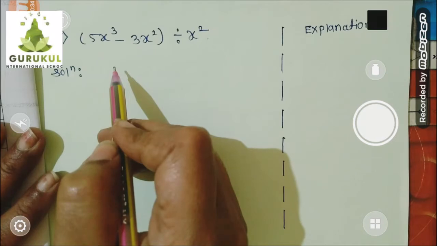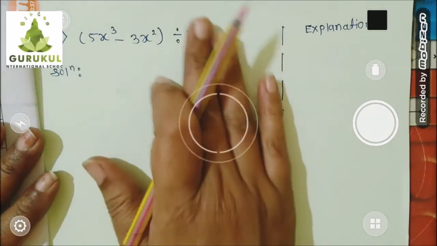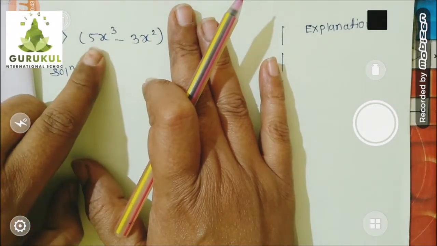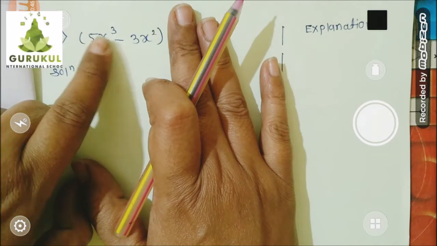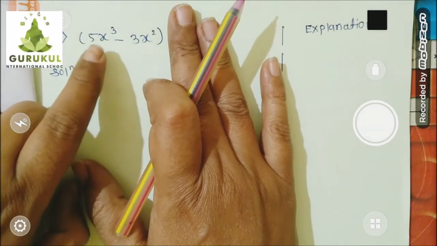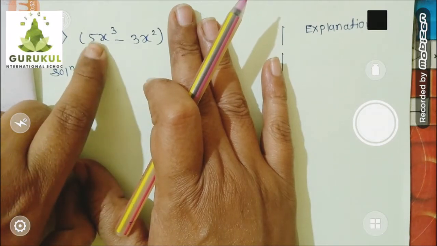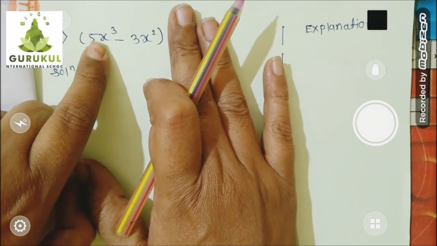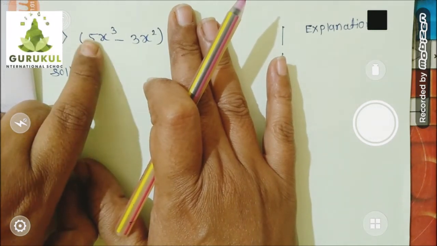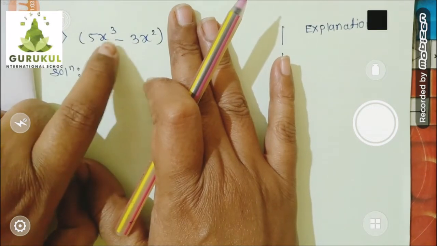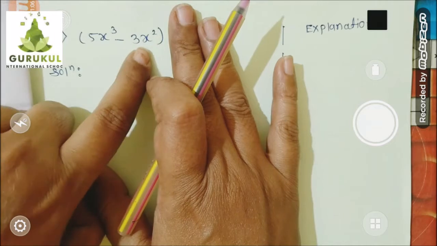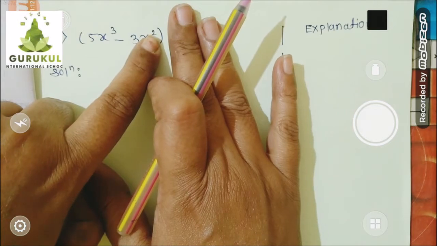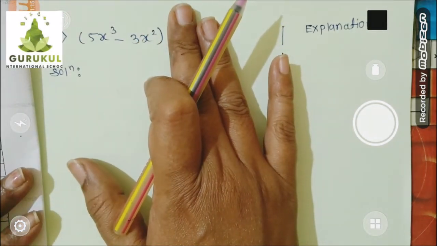Let's start. Step 1. Arrange the dividend in descending order of power. Means first the highest power term will be there, then the next power term, then the next power term. Okay. But if you see carefully, it is already arranged. You can see the first term contains power 3, the second term contains power 2. So first 3 and then 2. So it is already arranged in descending order of power. So the first step is already done.